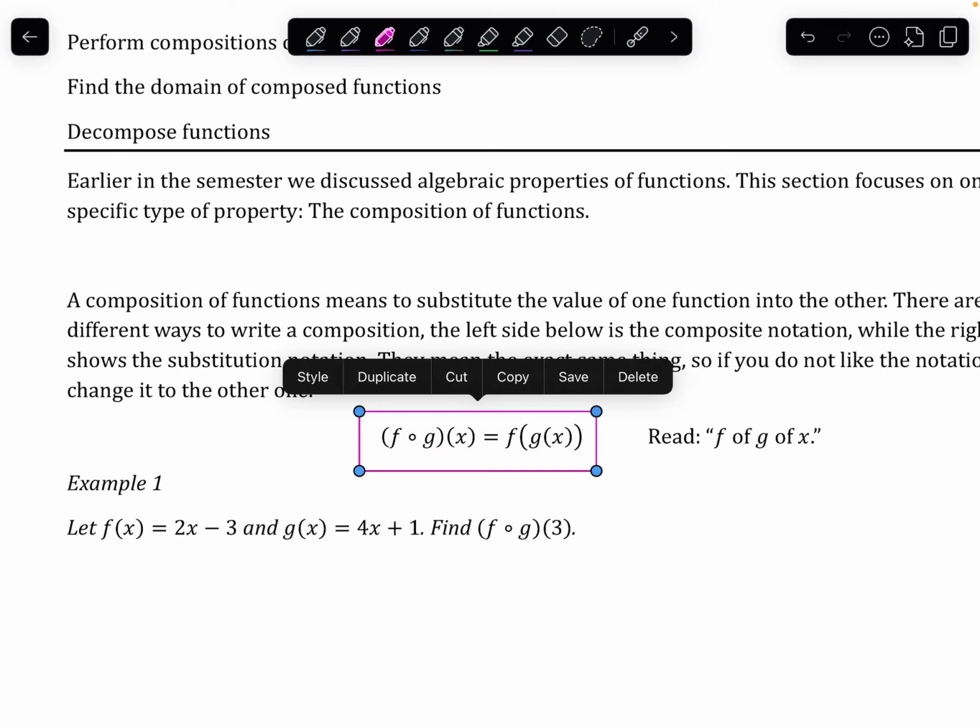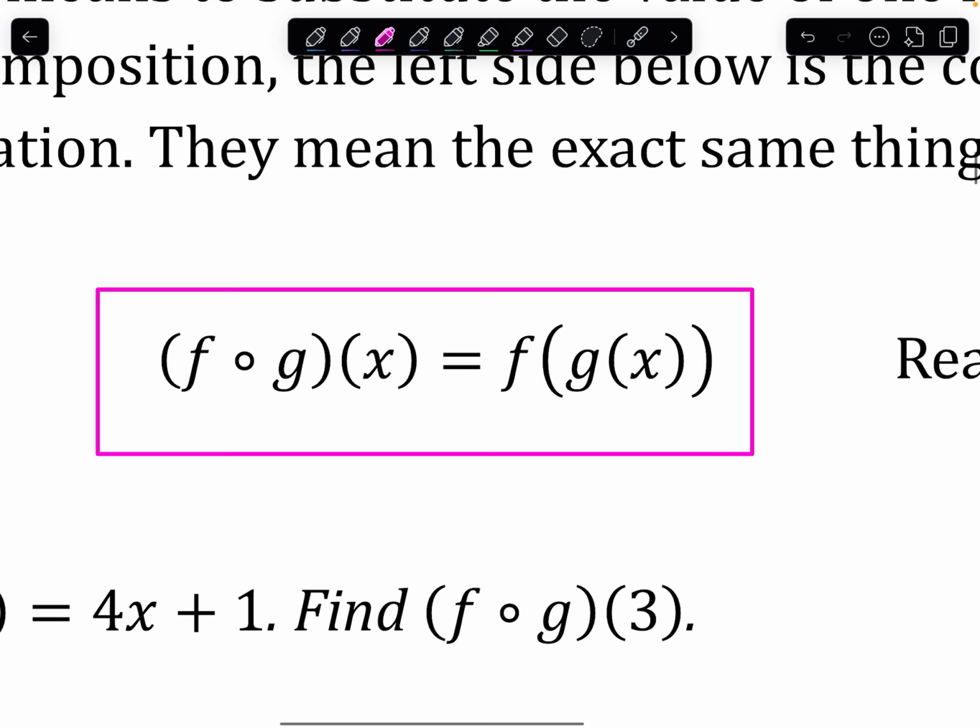It looks like an open circle right here in the center. So be careful not to get this mixed up with multiplication. Multiplication is a single dot. And y'all don't usually prefer the composition notation, so my suggestion to you is anytime you're asked to do a composition, change it to the substitution notation.